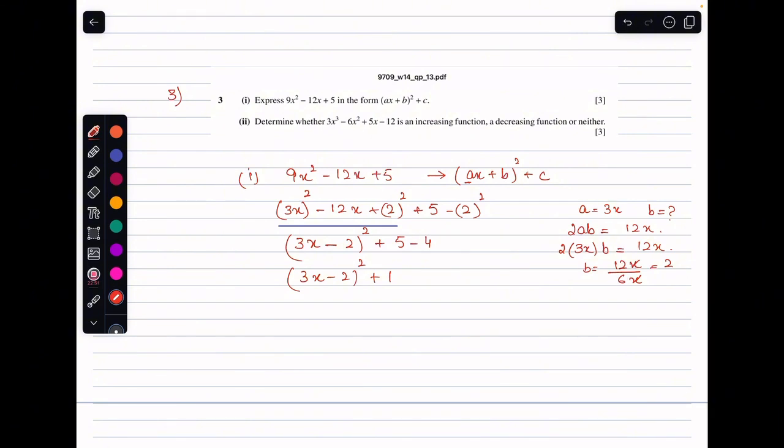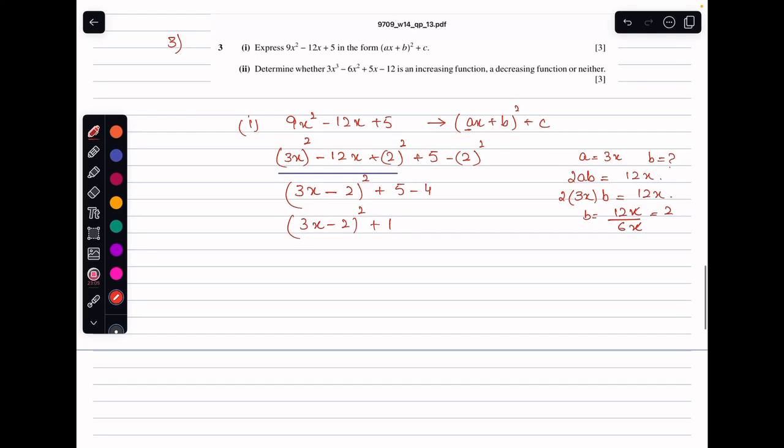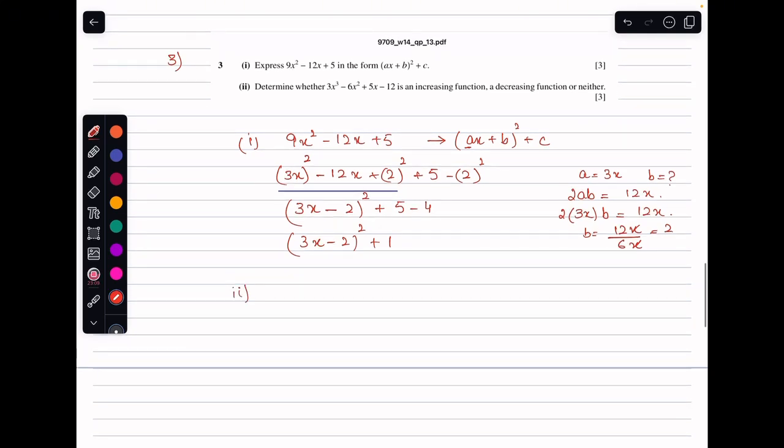Part 2. Part 2 says, determine whether 3x cubed minus 6x squared plus 5x minus 12 is an increasing function, a decreasing function, or neither. So they have given us this expression, 3x cubed minus 6x squared plus 5x minus 12, and we have to show whether this function is an increasing function, decreasing function, or neither.